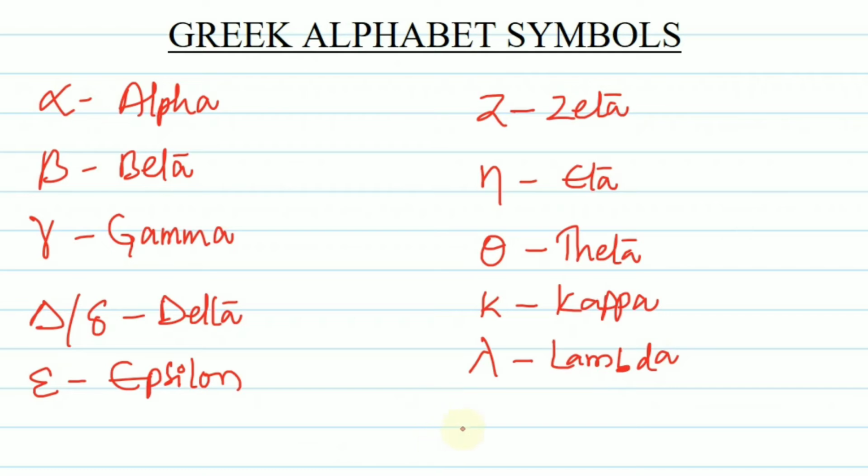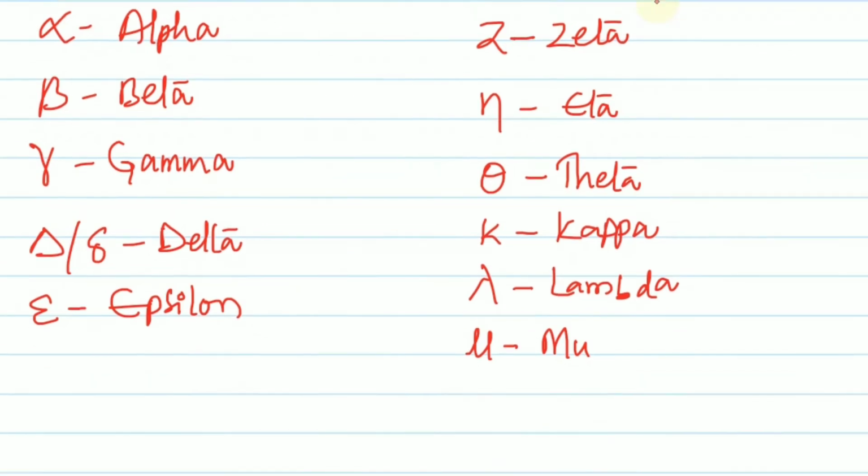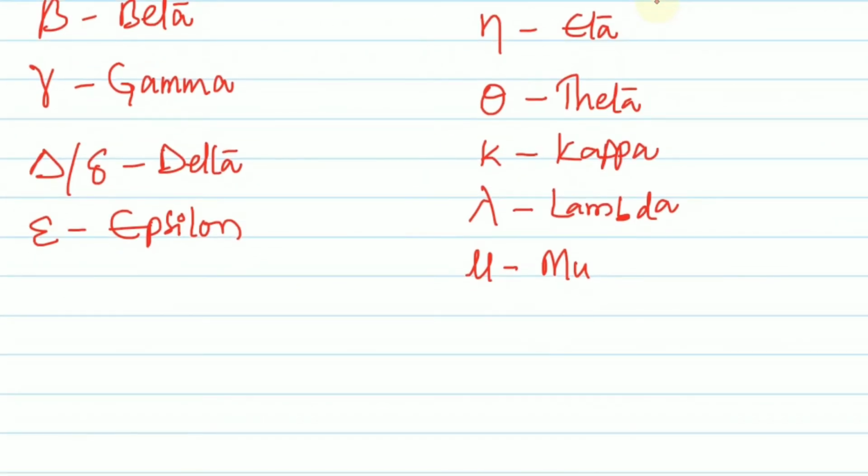Next is mu. Mu is used in physics to represent amplification factor, magnetic permeability, micron, mobility and permeability. Next is nu. Nu is used to represent frequency, Poisson's ratio.